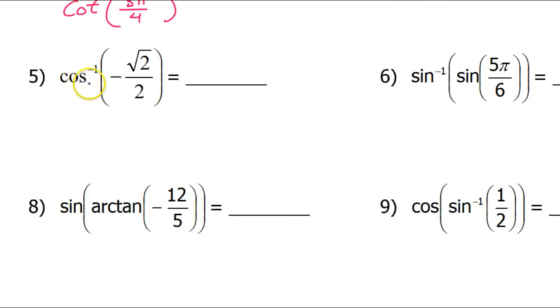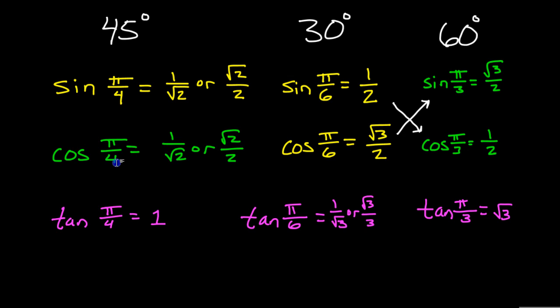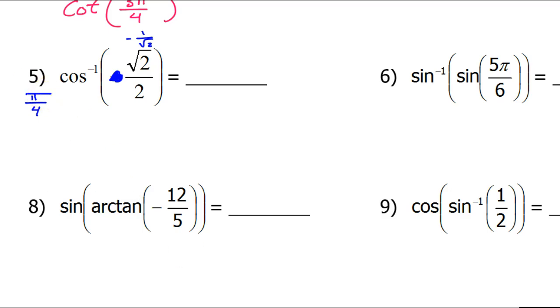For number 5, the inverse cosine is the angle whose cosine is this number, negative radical 2 over 2, also known as 1 over radical 2. To see what the reference angle is, ignore the negative sign for a moment. So what angle has a cosine of radical 2 over 2? Hopefully you have memorized that that is pi over 4. Alright, cosine of pi over 4 is radical 2 over 2. So that's the reference angle.